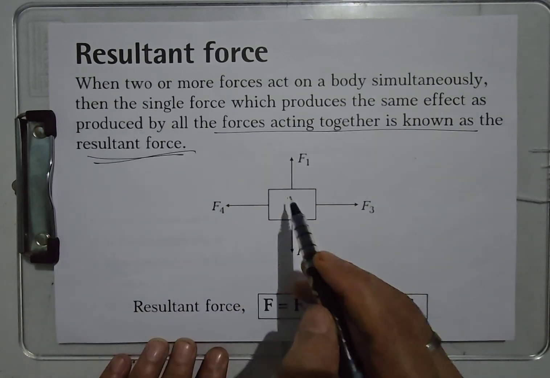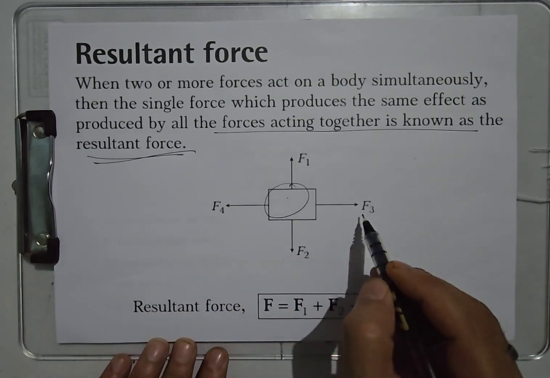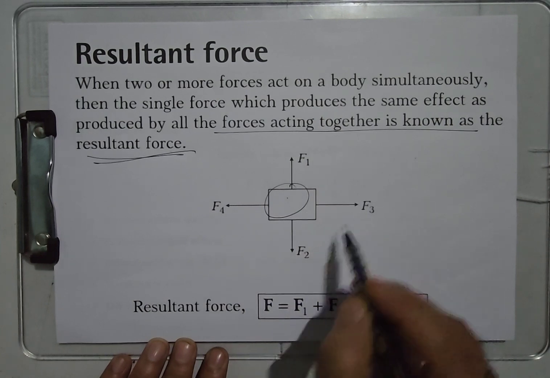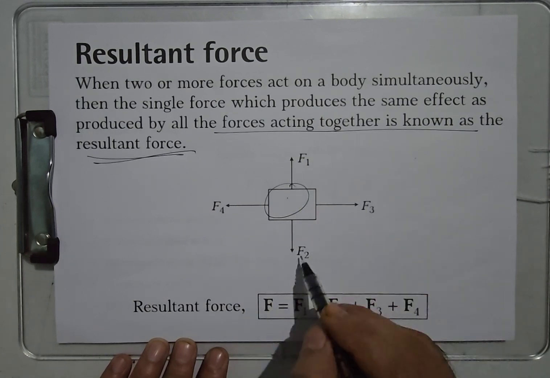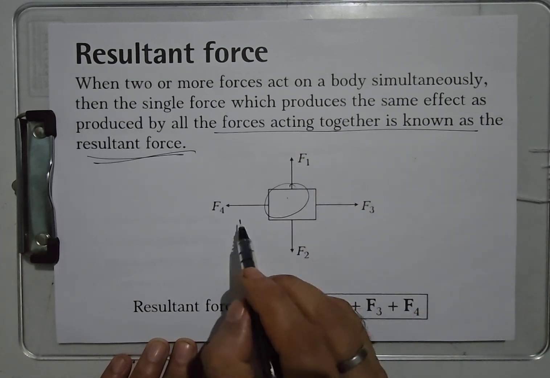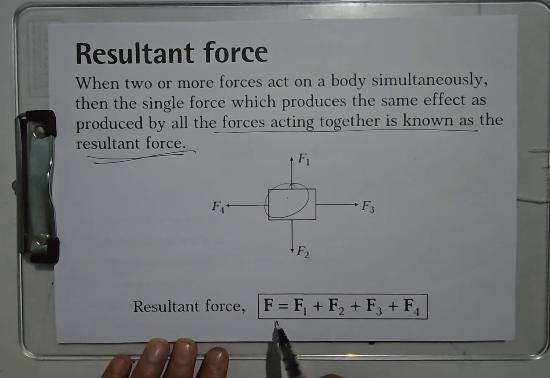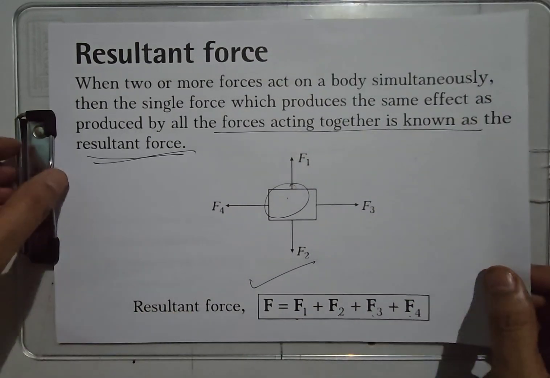For example, if this is a body with a mass, and there are four forces acting simultaneously on it, and as per the direction all four forces are moving outward, then the resultant force is just the summation of all these forces. Means F is equal to F1 plus F2 plus F3 plus F4, because all the directions are the same with respect to the body. So this is the resultant force.